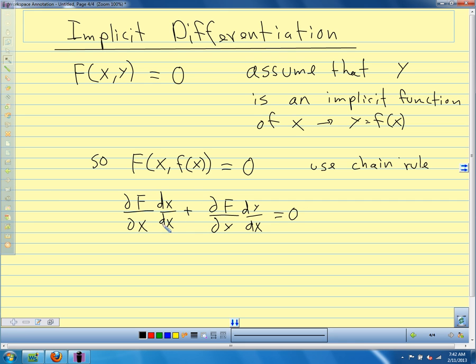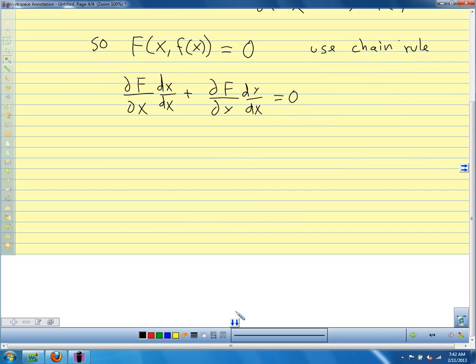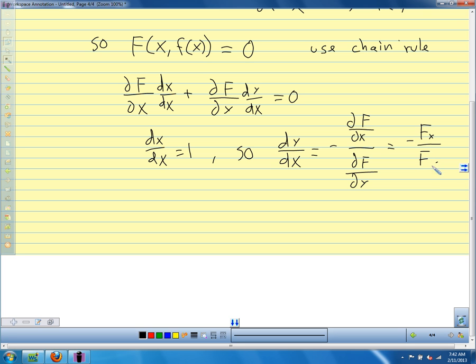Well, what's dx dx? 1. And so I can rearrange this and solve for dy dx. It equals minus the partial of f with respect to x divided by the partial of f with respect to y. And we usually write this as minus f sub x over f sub y. And of course we're assuming that f sub y is not equal to 0. So this gives us a way to find the derivative of y with respect to x by using partial derivatives.